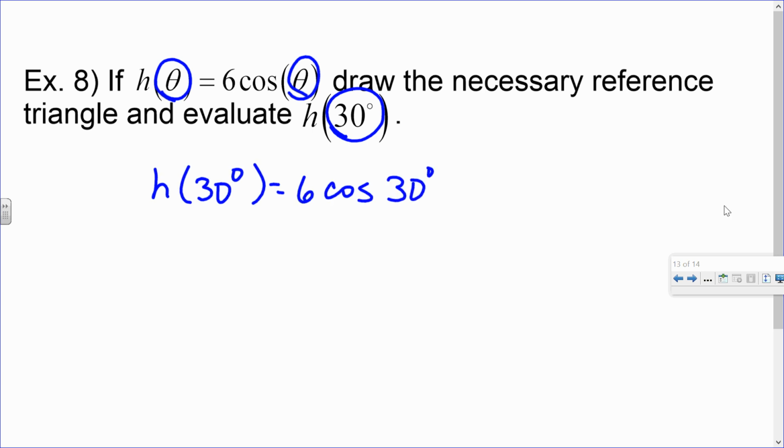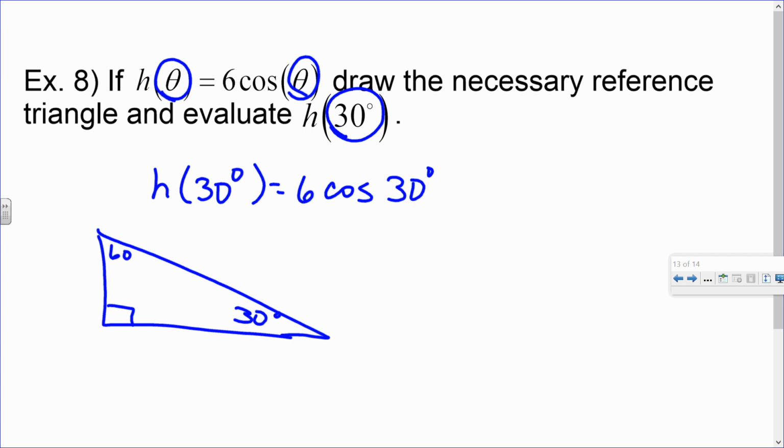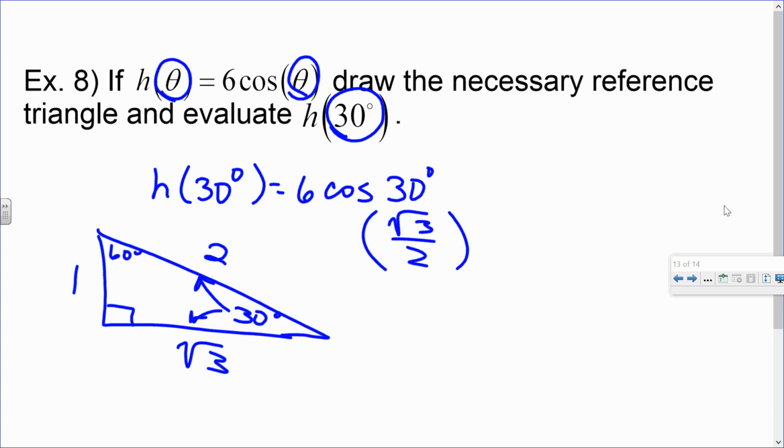So we've got to draw that 30, 60, 90 reference triangle. Make sure it looks like it has a long leg and a short leg. Label the angles. And help me out here. This side over here on the left is how long? And the hypotenuse is? And the long leg? Cosine is what over what? Adjacent over hypotenuse. So we're 3 over 2 that gets multiplied by 6, so that we have 3 root 3.